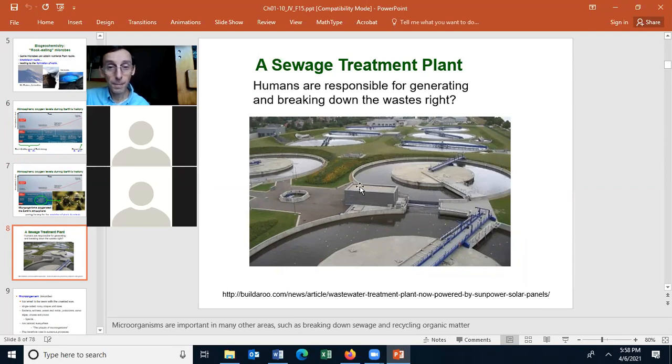We only make the facility for breaking down the waste, but it's actually microorganisms which are breaking down what you flush down your toilets and what you flush down your sinks. And then the microorganisms convert that organic waste into CO2 and water. And so the microorganisms break down the waste. Humans are only responsible for generating the waste. So the microorganisms are extremely important. Otherwise, we'd have a planet full of sewage.